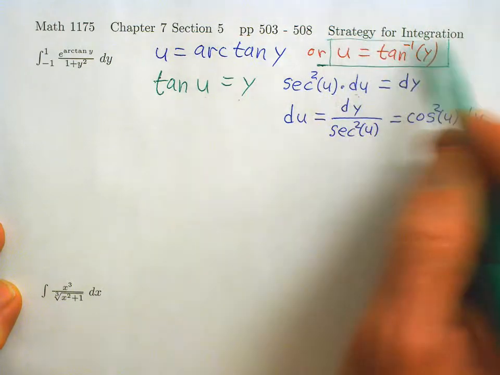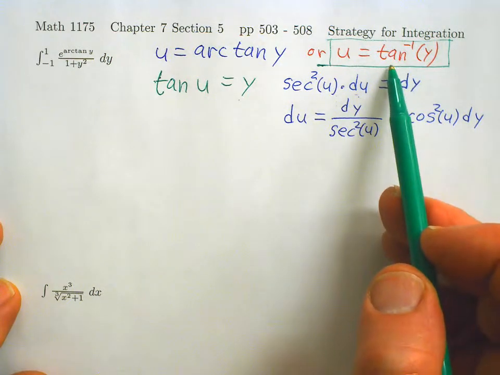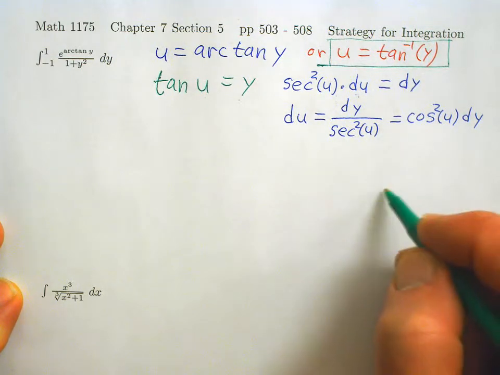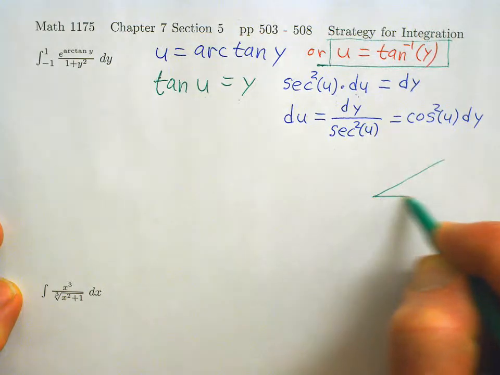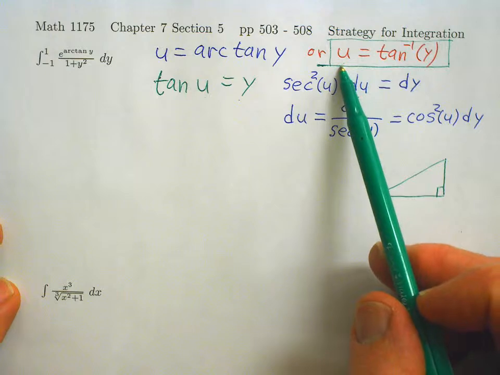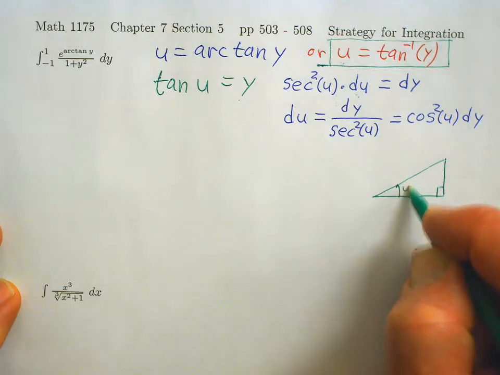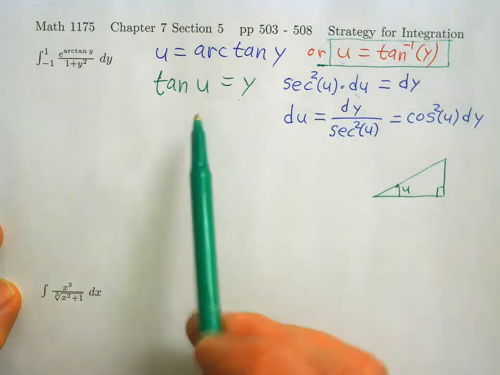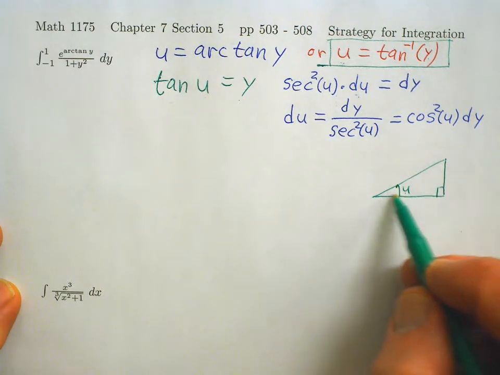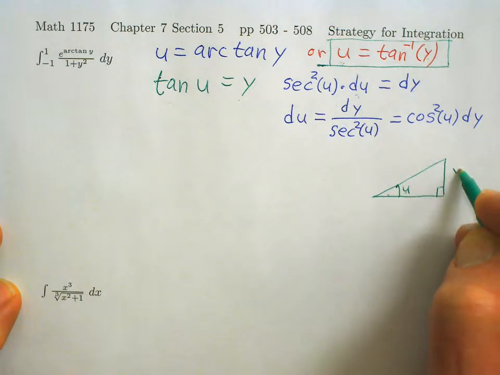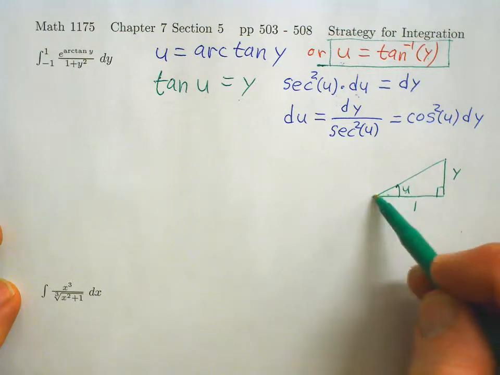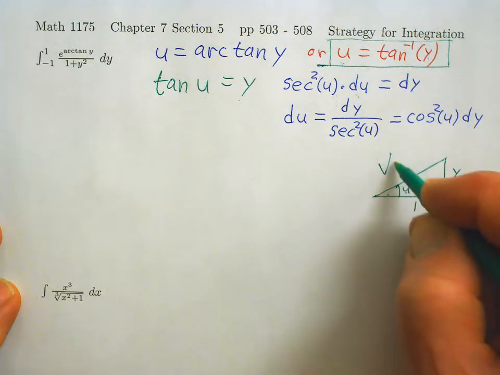Our substitution is u is equal to the inverse tangent of y. So we can use right triangle trigonometry again. u is the angle whose tangent is y. That's what this says. Tangent of u equals y. So if u is the angle and the tangent of u is equal to y, then the opposite side of u is y, and the adjacent side is 1. And then the hypotenuse is the square root of 1 plus y squared.